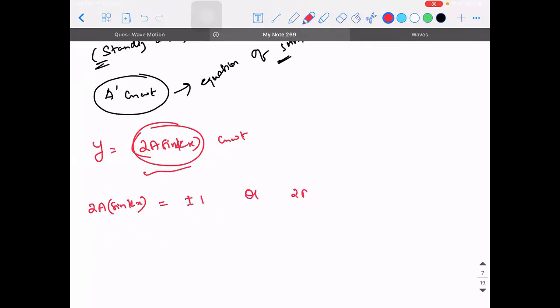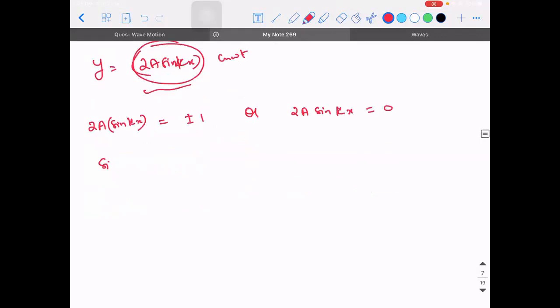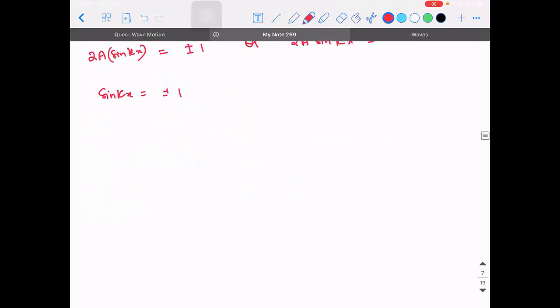or the same amplitude can have a minimum value. Okay. So if I write sine kx is equal to plus or minus 1, then what is the general solution for this? What is the general solution for sine theta is equal to plus or minus 1?